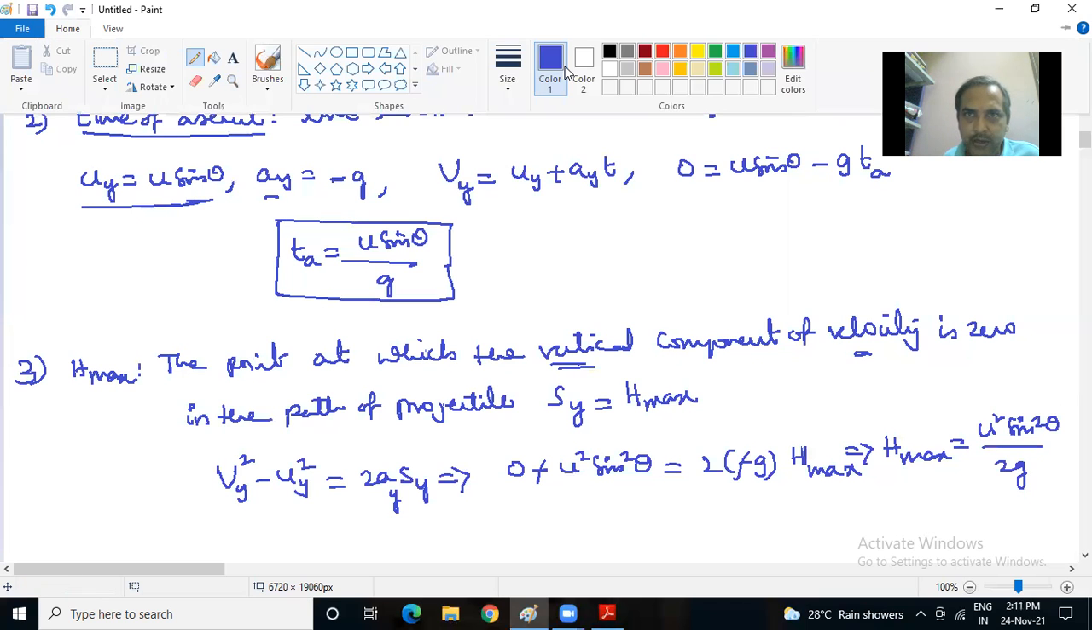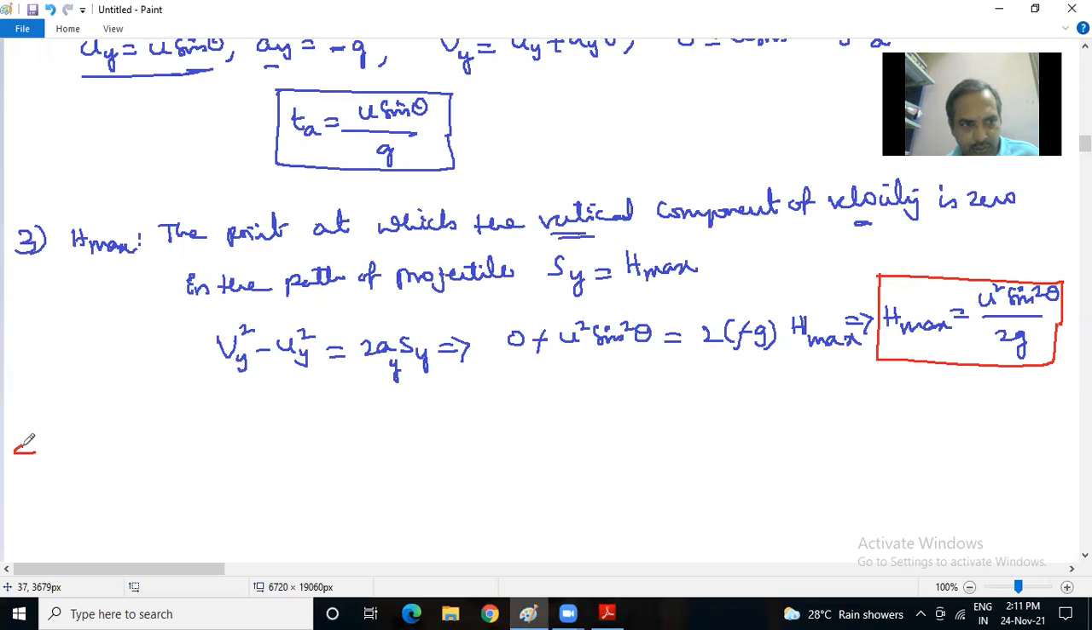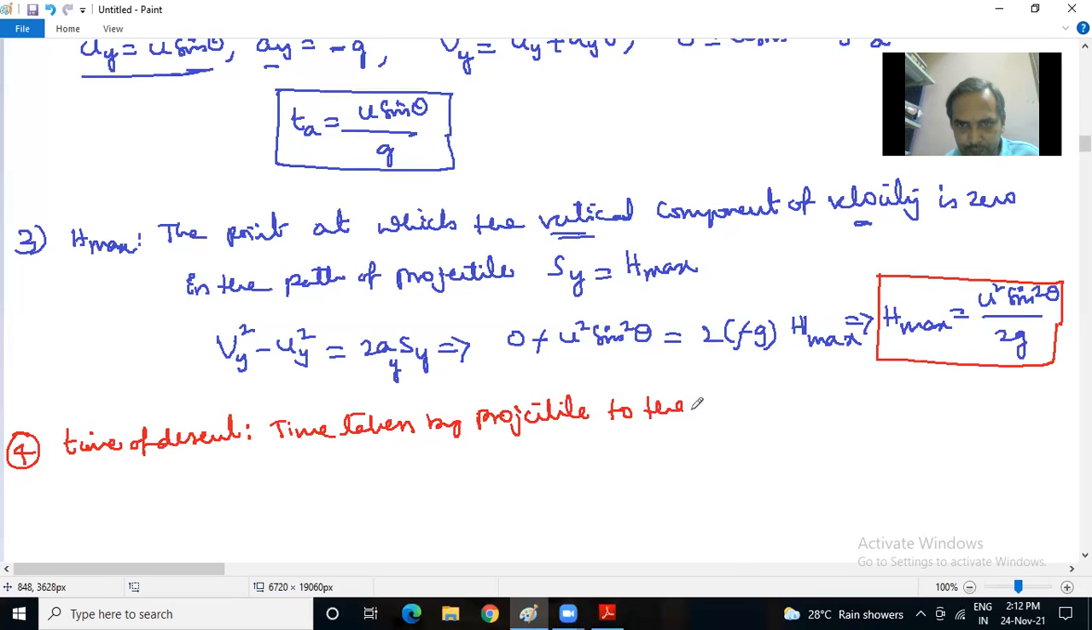So there will also be numerical on this equation. Now let us move to the another equation. So that is fourth one, time of descent. Time taken by projectile to reach the ground. So when it reaches to h max, without vertical component, it continues its downward journey. So therefore, vy is equal to 0. Vy and uy both are 0.